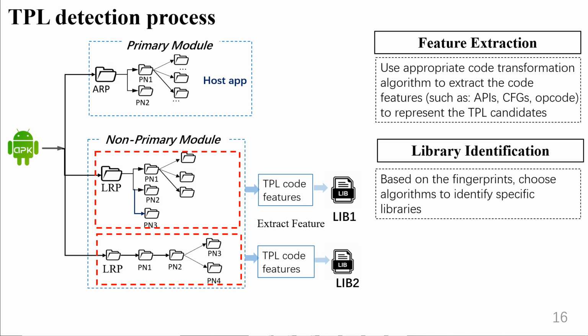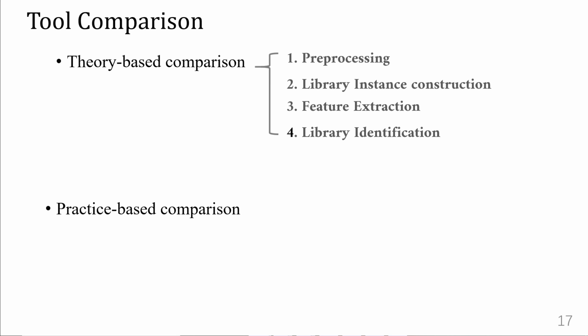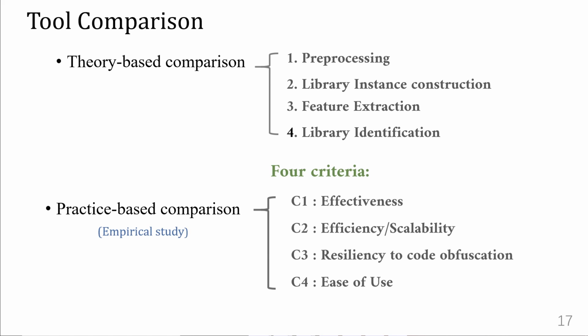Based on the extracted fingerprint, the last step chooses an appropriate algorithm to identify specific libraries. Based on the tool comparison, we divide it into 2 parts. The first one, we call serial-based comparison. We compare the tools from 4 aspects based on the TPL detection process. We do not elaborate on this part; you can refer to our paper. As for the second part, we call it practice-based comparison. We conducted an empirical study, and we defined 4 criteria to evaluate existing tools.